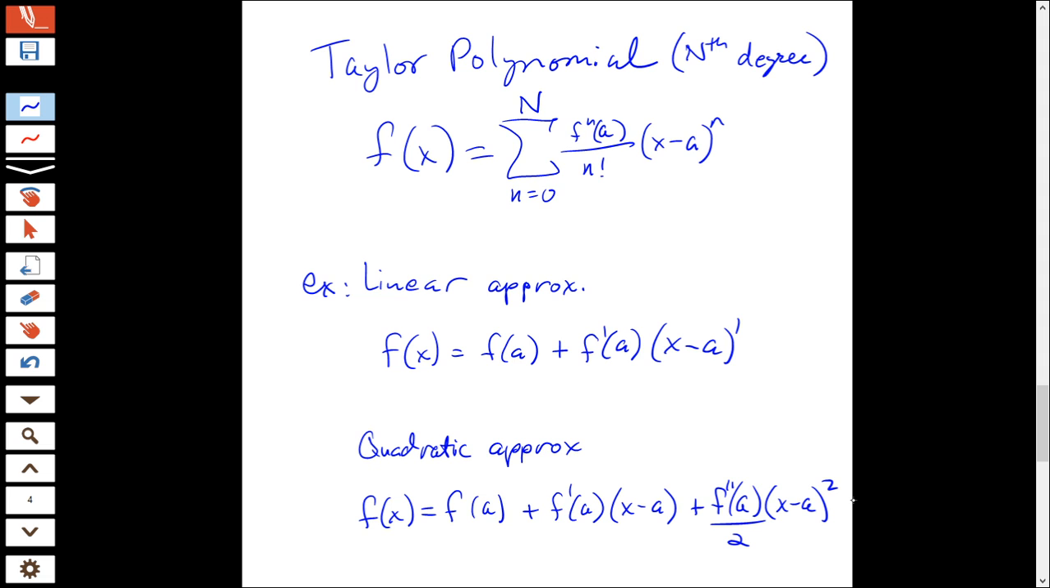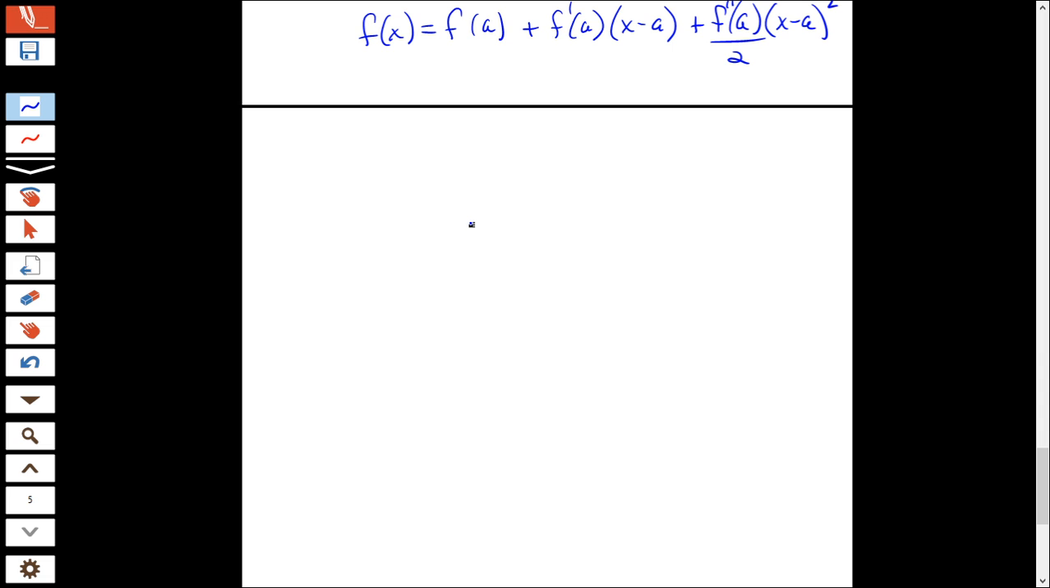Okay, so this is what a Taylor series and a Taylor polynomial is. A Maclaurin is just a special case. Sometimes we'll see the name Maclaurin. So a Maclaurin series is a Taylor series centered at 0.